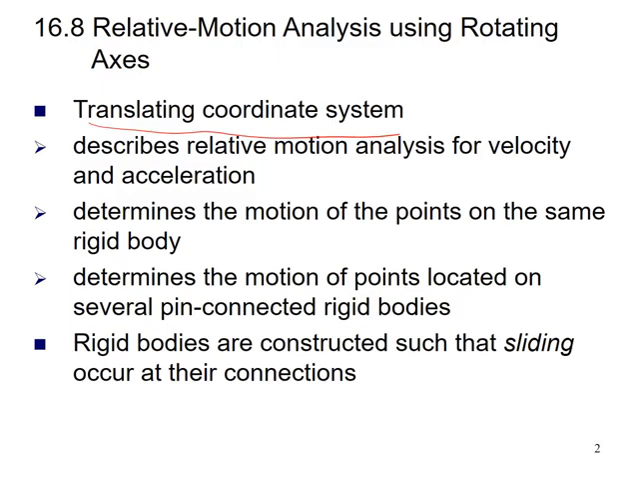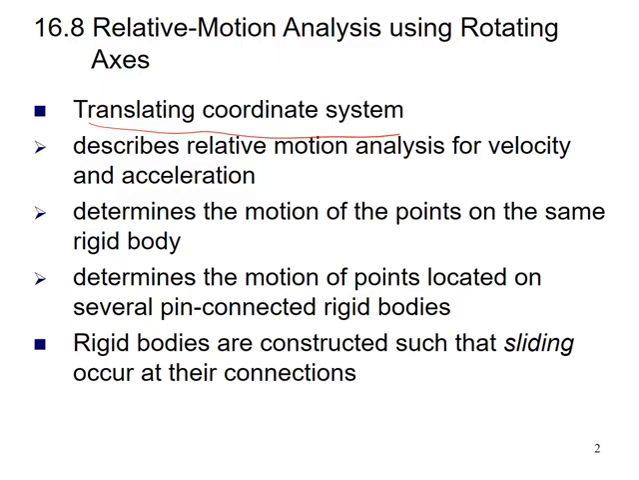So in that case, the most suitable technique is to use the axis that translate as well as rotate. Moreover, there may be a case when the 2 points do not lie on the same rigid body, unlike the previous case, where the point A and point B that we considered for analysis lie on the same rigid body. In that case, the most suitable axis is the rotating plus translating axis. So in this lecture we will discuss this analysis and provide the velocity and acceleration analysis for the relative motion using the rotating axis.